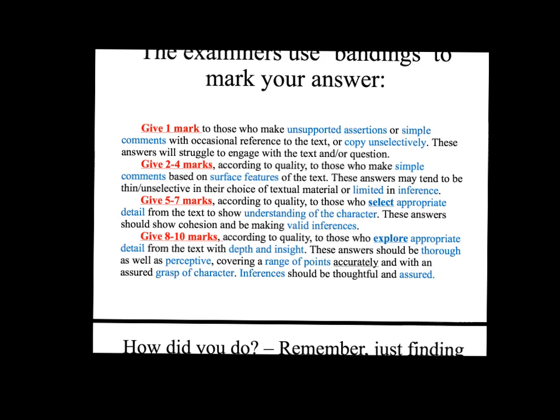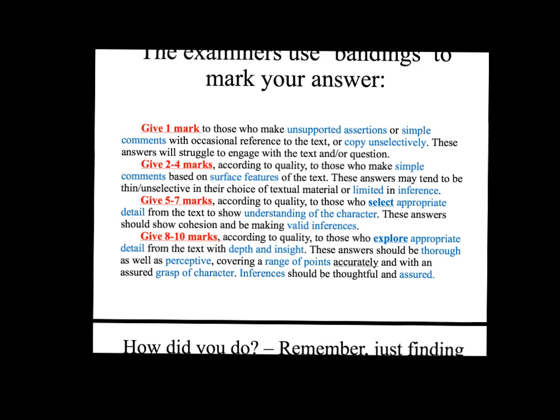In order to get into 8 to 10, which is your A to A star, you have to explore the appropriate detail from the text with depth and insight. Your answer needs to be very thorough. Lots of evidence of this tracking. Remember those discourse markers. You need to be perceptive. You need to also cover a range of points accurately.